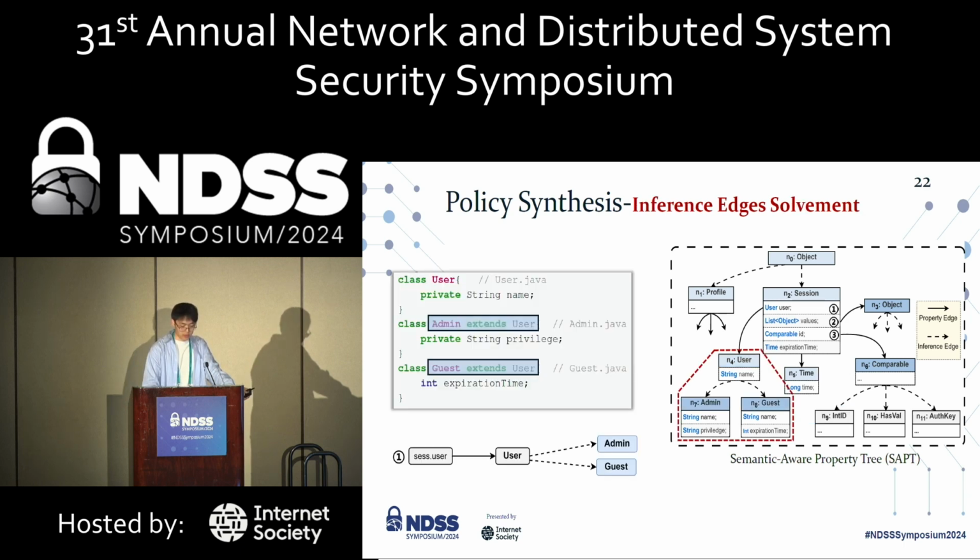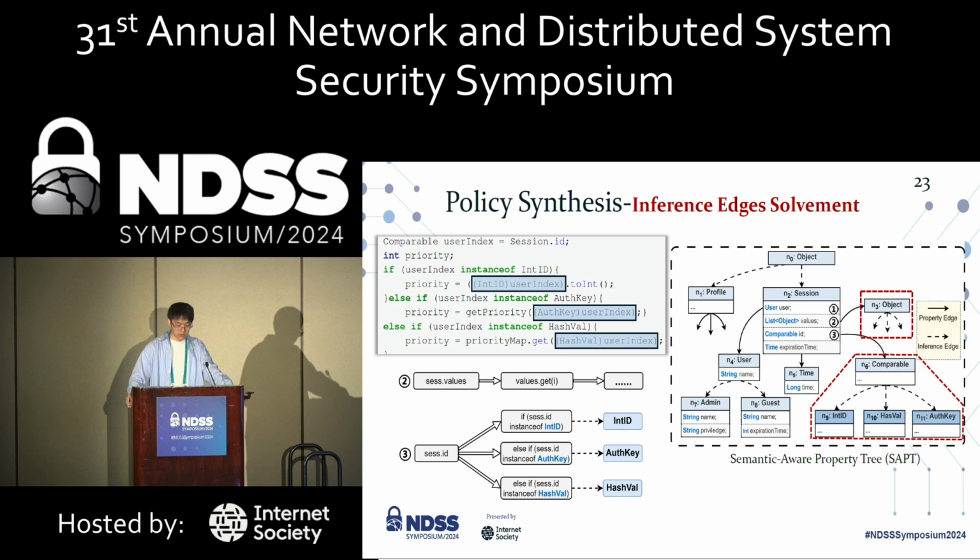Besides property edges, DeseriGuard needs to construct inheritance edges to record the complex inheritance relationships among classes. For example, the user class has 2 subclasses, admin and guest, and these 2 classes are connected to the node user with inheritance edges. However, for general classes, we shouldn't automatically add all their subclasses as child nodes. Instead, we conduct a data flow analysis to more precisely determine which classes the properties will be cast to.